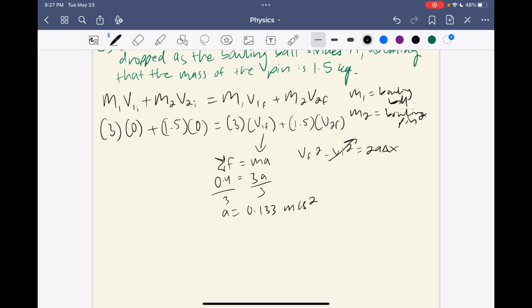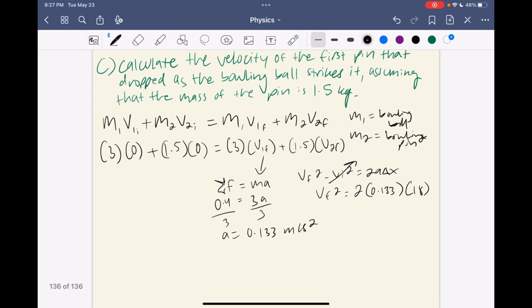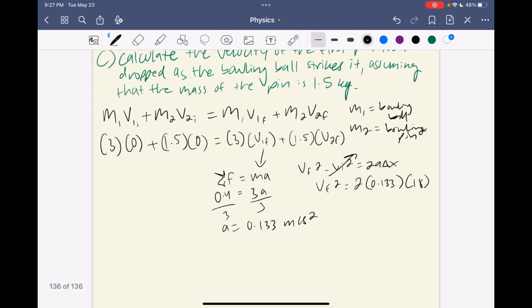So we know that the initial velocity of the bowling ball is 0, and we know that the acceleration of the bowling ball is 0.133. The total distance that the ball travels is 18 meters. So we can calculate this: 2 times 0.133 times 18. We get 4.788 on this side.